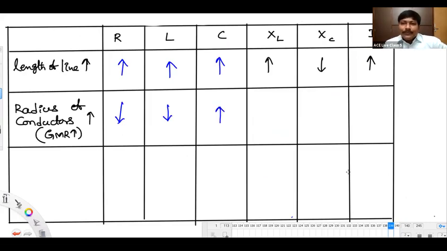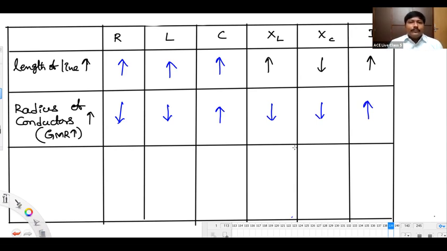What will happen to XL? XL is proportional to inductance. Inductance is decreasing, so XL decreases. XC is inversely proportional to capacitance. Capacitance is increasing, so XC value decreases. And charging current? Charging current is proportional to capacitance value. Capacitance is more, so charging current is also more.